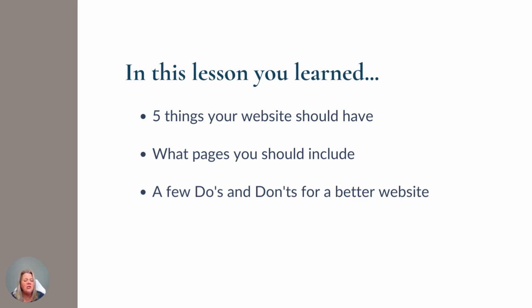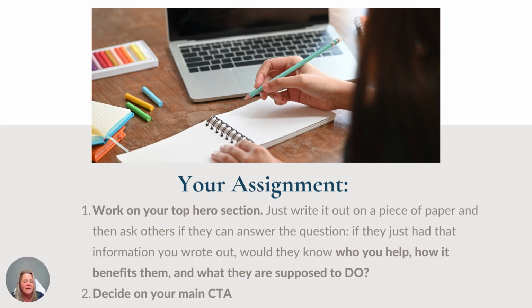In review, in this lesson, you learned the 5 things your website should have, what pages you should include, and a few do's and don'ts for a better website. So here's your assignment. You want to work on your top hero section. This is the first part that people see when they get to your website. So just write it out on a piece of paper, then hand it to a couple of people and ask them if they can answer the question. If they just had that information that you wrote out, would they know who you help, how it benefits them, and what they're supposed to do?